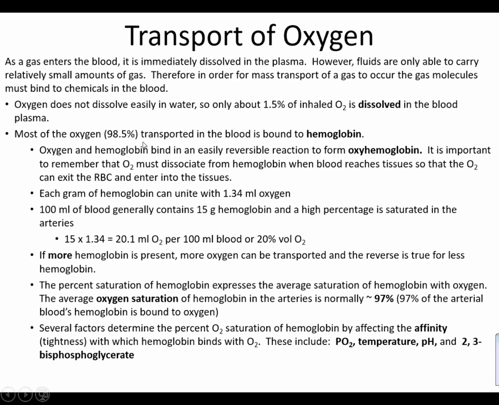About 98.5% of our oxygen is bound to hemoglobin, forming oxyhemoglobin, which is oxygen bound to hemoglobin. That leaves about 1.5% just dissolved in our plasma. Not very significant. Now, it's important to know that we bind oxygen to hemoglobin in our lungs, but when that blood reaches our tissue cells, oxygen must unload itself or dissociate from hemoglobin so that it can exit the red blood cell and enter our tissues.